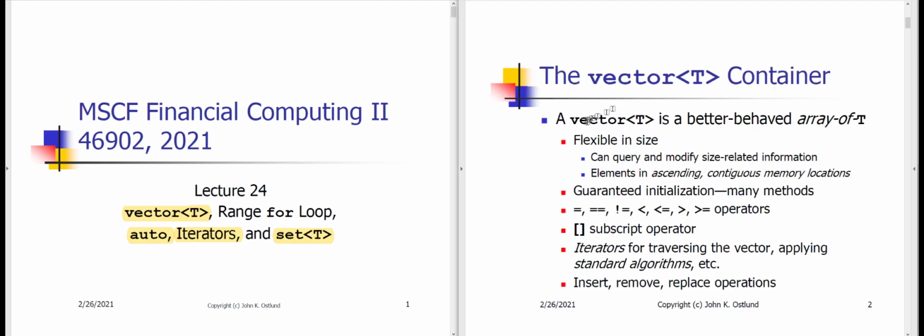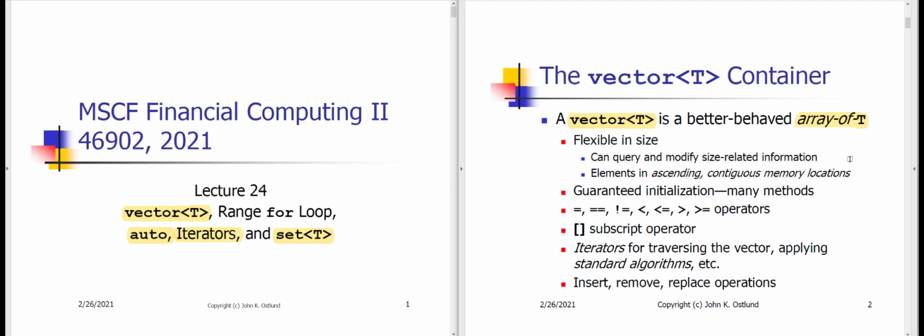Okay, so what is a vector t? Well, t is a data type. Vector is parameterized on a data type. So you can have a vector of int, a vector of char, a vector of double. You can have a vector of pointer to employee constant. You can have a vector of pretty much anything that can be copied. It's basically an improved version of an ordinary array of t.